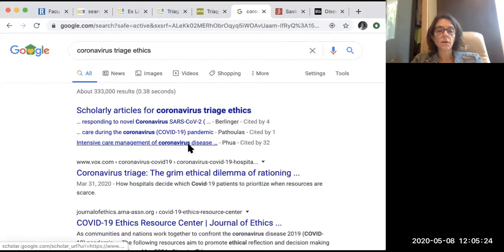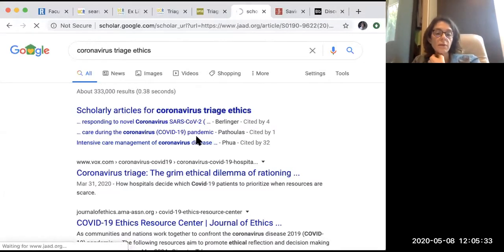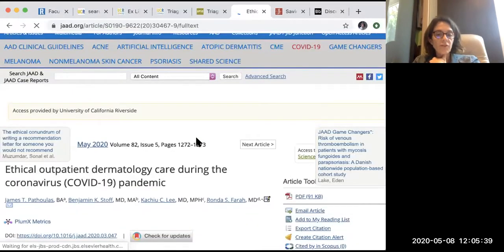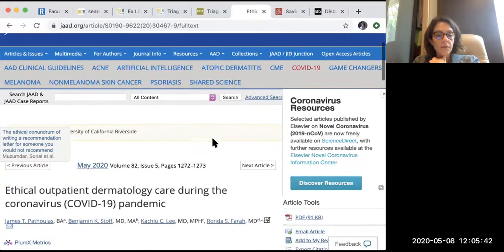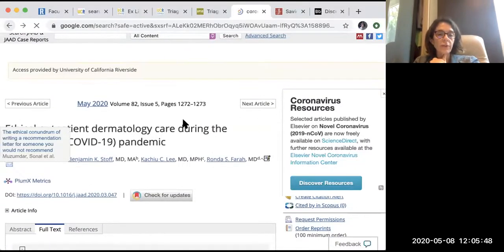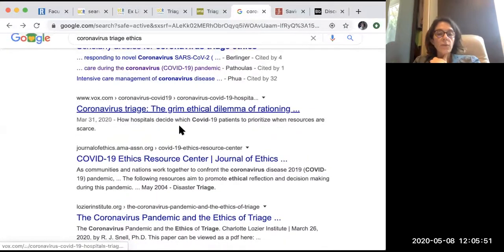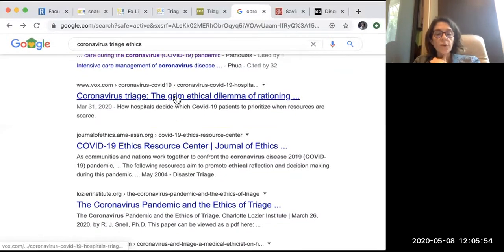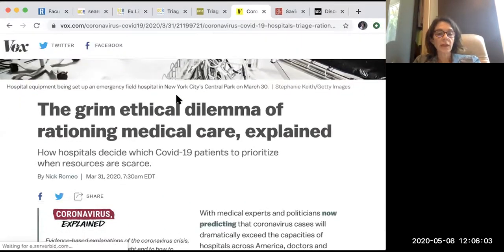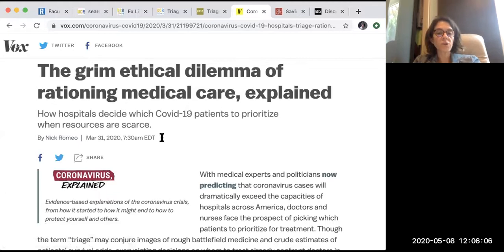We have some, oh look, responding to novel coronavirus, care during the coronavirus pandemic. I'm not sure if this would be scholarly, though. Let me see. Okay, so this one is actually current. It's about dermatology care, so I'm not sure that that would actually help us a lot. Here we have Vox.com, coronavirus triage, the grim ethical dilemma of rationing medical care explained, how hospitals decide which patients to prioritize.